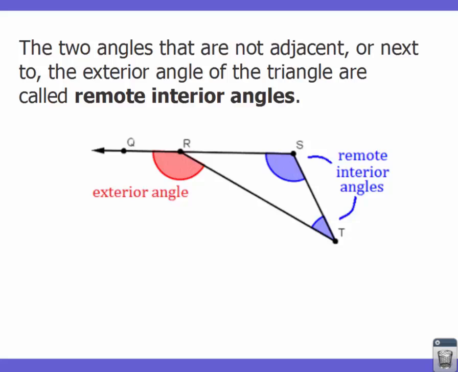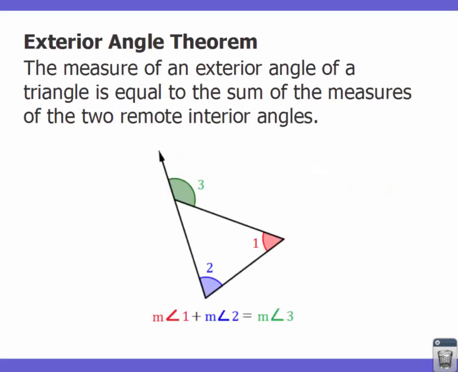It says the two angles that are not adjacent or next to the exterior angle of the triangle are called remote interiors. That's these two right here. Remote means farthest away from. Okay, so these two are the remote interiors. Why is that important? Because the exterior angle theorem states that the measure of an exterior angle of a triangle is equal to the sum of the measures of the two remote interiors. So that tells me that this angle right here, angle 3, is equal to taking angle 1 and angle 2 and adding them together.